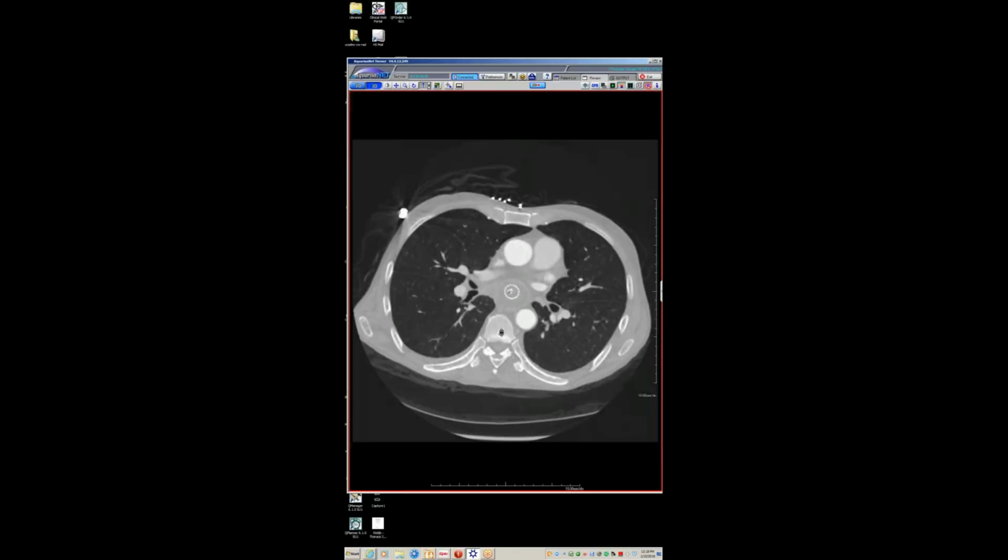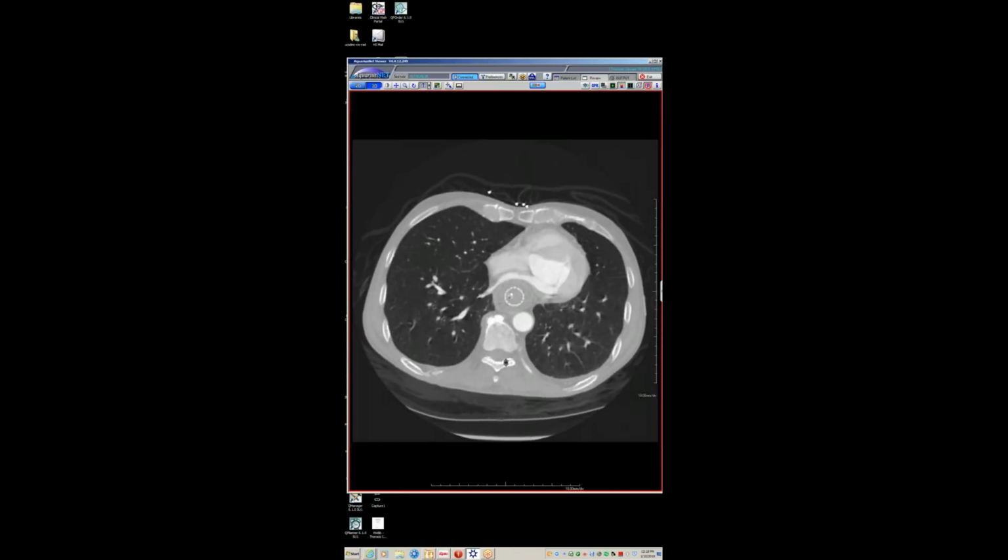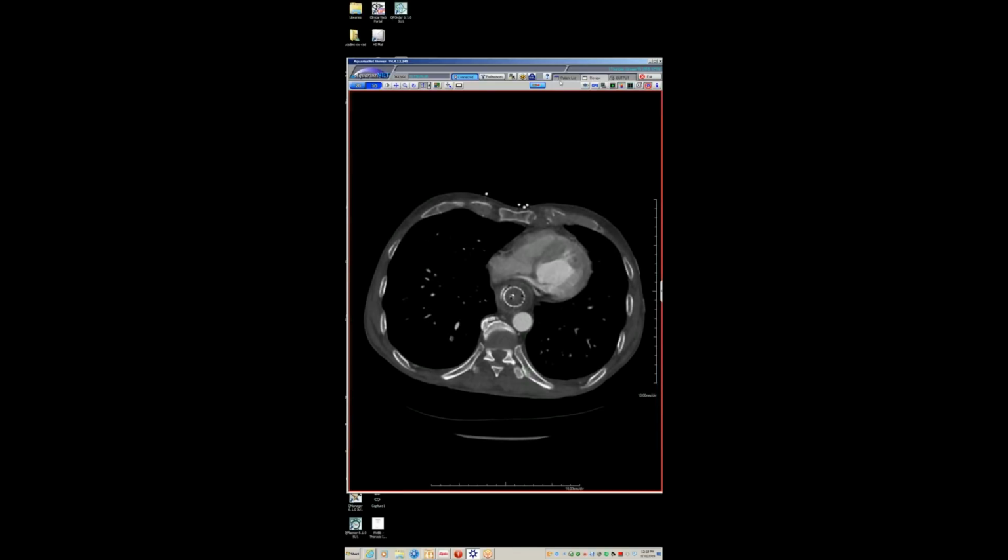So just a massive aortoesophageal fistula.